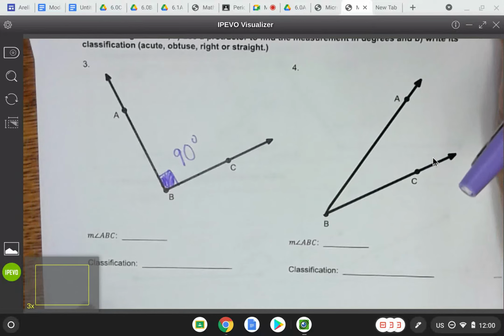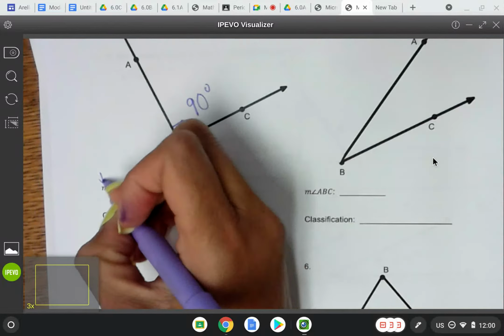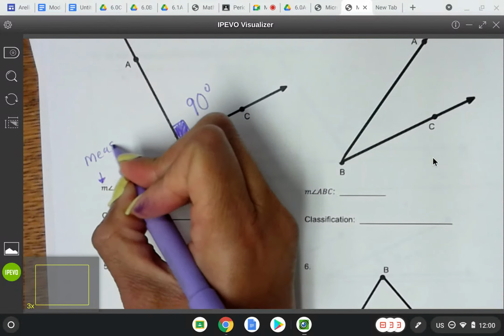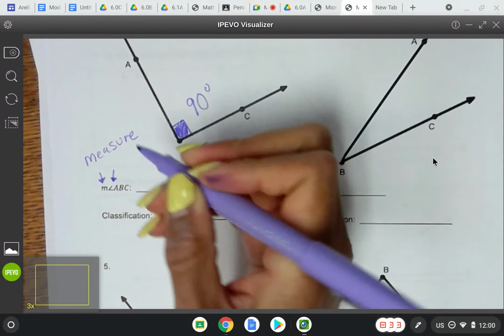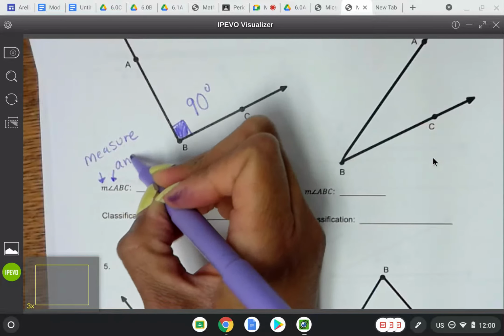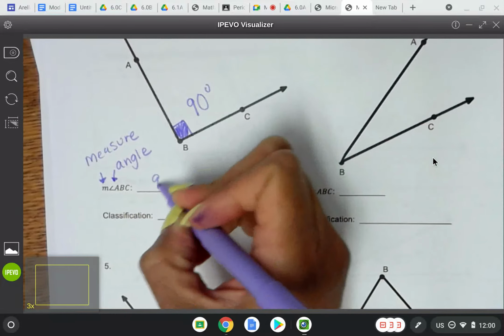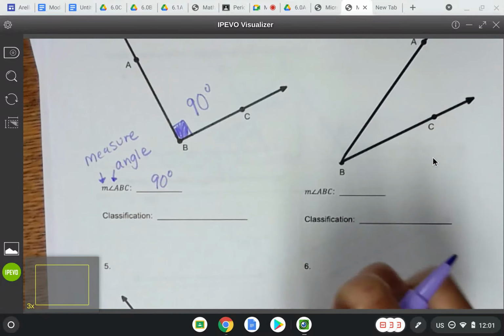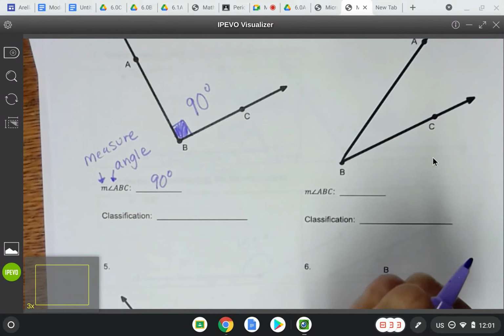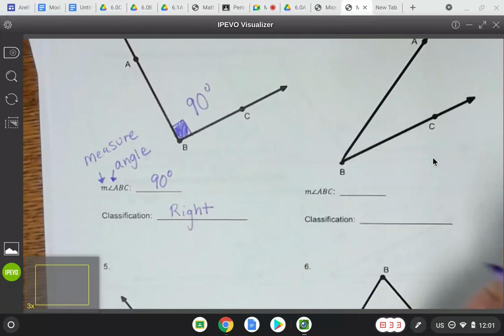And now here on your paper it says M and then angle ABC. So the M stands for measure. The symbol that looks like less than is actually the symbol for an angle. So the measure of angle ABC is 90 degrees. It's a shorthand notation for writing out that the measure of the angle is 90. And because it's a 90-degree angle, that means this would be a right angle.